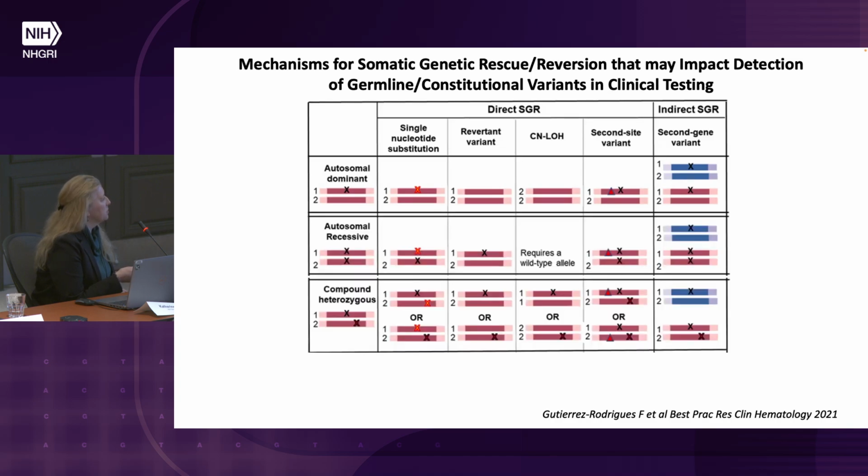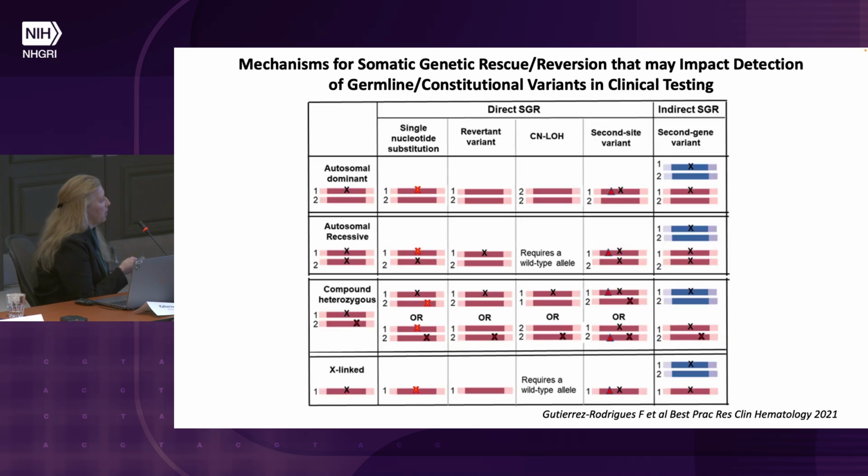The mechanisms are similar in patients with autosomal recessive mutations or compound heterozygous mutations or X-linked mutations. However, the copy-neutral LOH actually requires the presence of a wild-type allele.